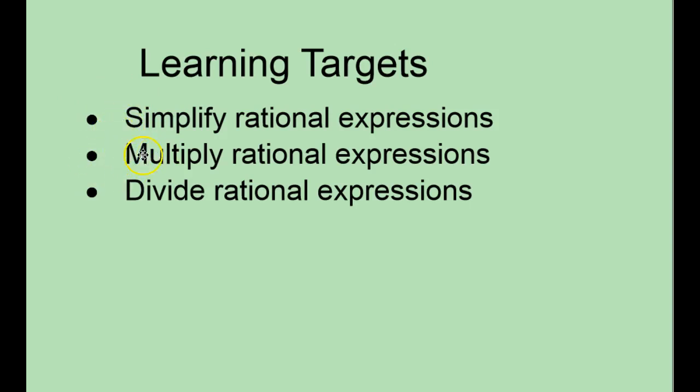Our second learning target was multiplying rational expressions, and our third was dividing. And remember that when we're dividing, we're really going to end up multiplying by the reciprocal. So really these two go hand in hand together. So now that we've worked on these learning targets, go ahead and work on that homework for 7.3.